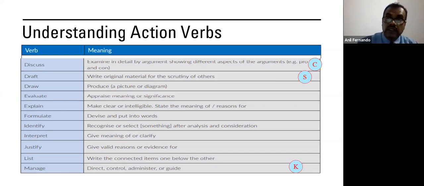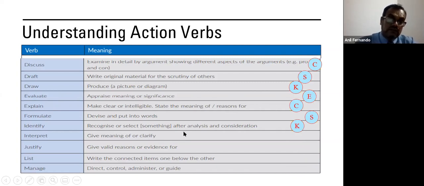Then drawing, maybe producing a chart, a diagram, or something like this, is a knowledge level. You may have to draw or sketch a diagram, or maybe a table. Evaluation is again evaluation level. Straight away it would also suggest you evaluate, appraise the meaning or significance. Explain, already discussed. Formulate is synthesis level, higher order level, devise and put into words. Identify is the lower level, therefore I skip all these.